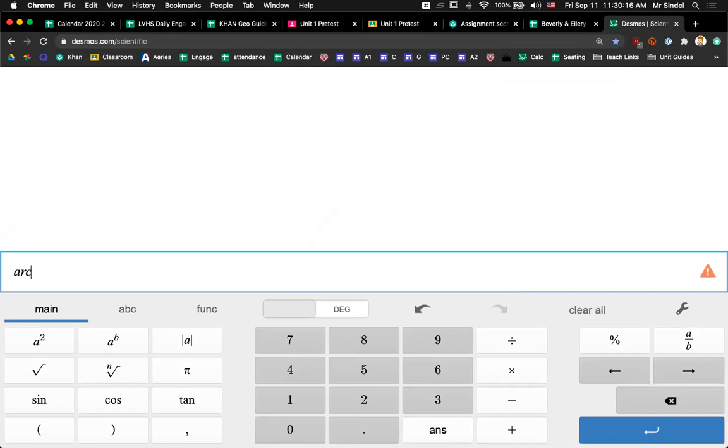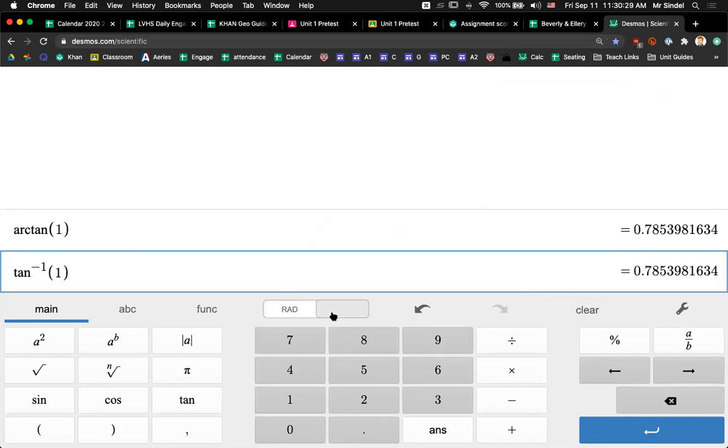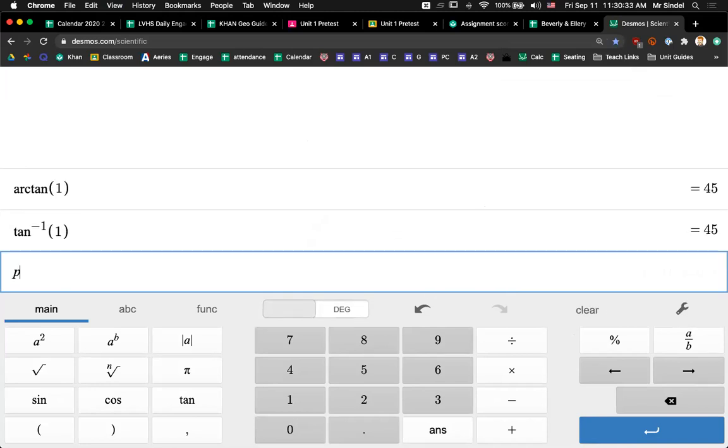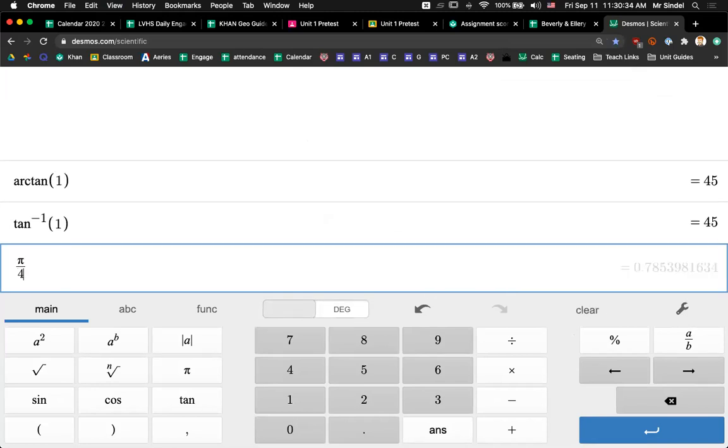Okay. I can either type in arctangent of 1, or I can type in tan to the power of -1 of 1. Either way, 45, if I'm in degrees, and you can switch it to radians, and that turns into pi/4. If you don't believe me that that's pi/4, you can type in pi/4, and hopefully now you believe me when I switch into radians.